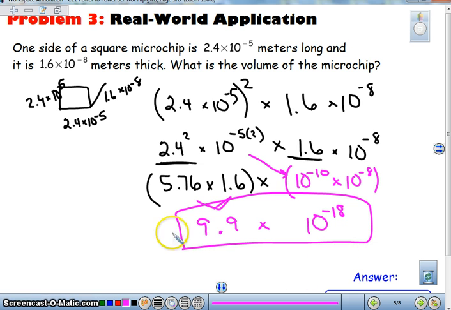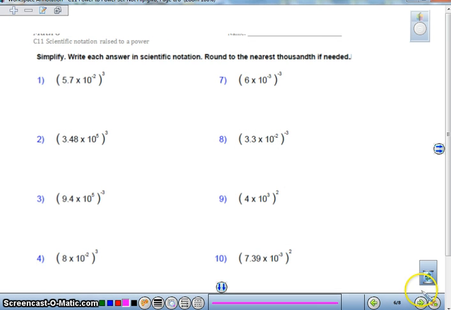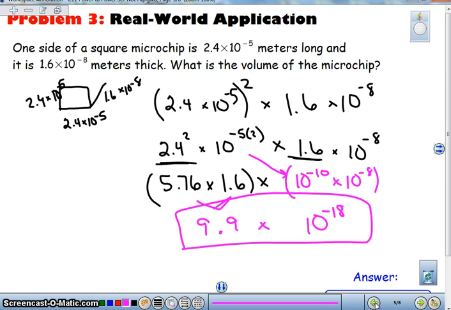So make sure that you're understanding how this problem is a little different. Tomorrow in class, we're going to be looking at the C11 worksheet, so this will be on Monday. We'll go through the worksheet and make sure that you've done all your notes and you're ready. We are going to be ready for the test soon.